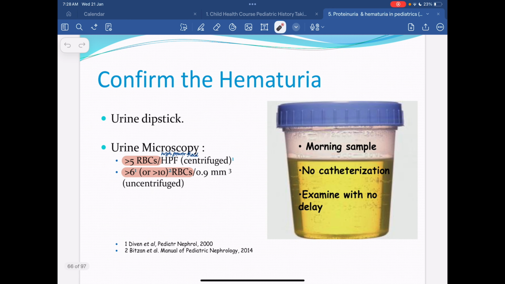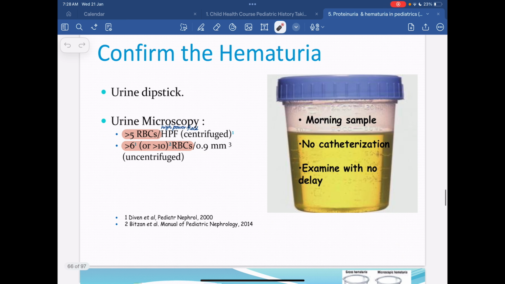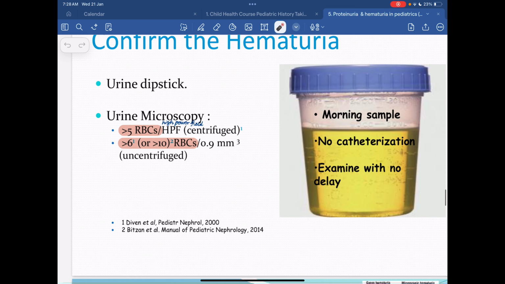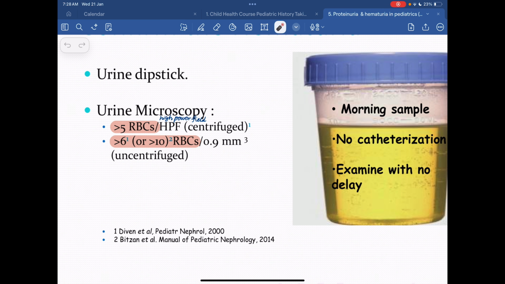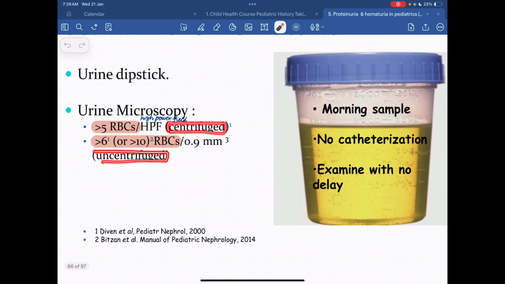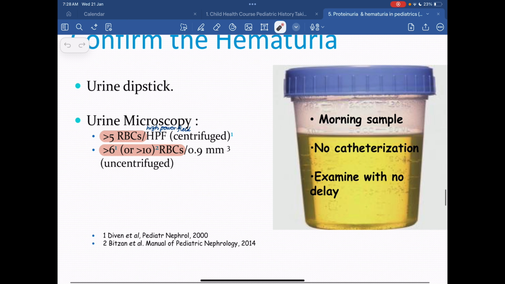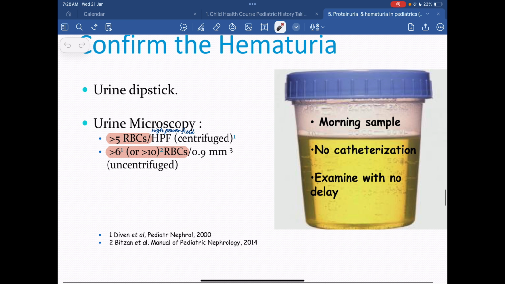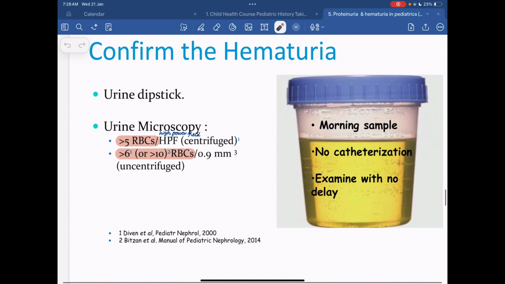To confirm hematuria, we use urine dipstick and urine microscopy, because we said it could be microscopic. So how are we going to see it? With the microscope, either centrifuged or uncentrifuged. You know the centrifuge, the device that separates the blood cells from the sample, the serum itself.